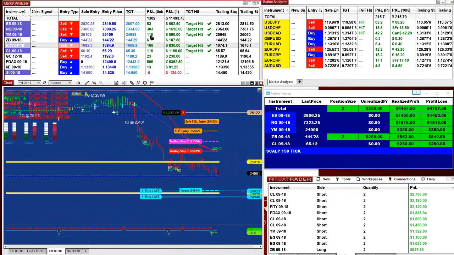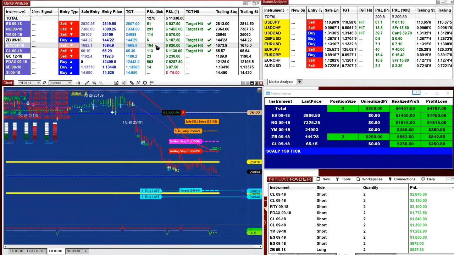NASDAQ 301, YM 118, 30-year Treasury bond, 6 ticks. Wow. Russell 164, CL 116 ticks. Gold 25 ticks. DAX 500 ticks. 11 on the 6E, and silver.